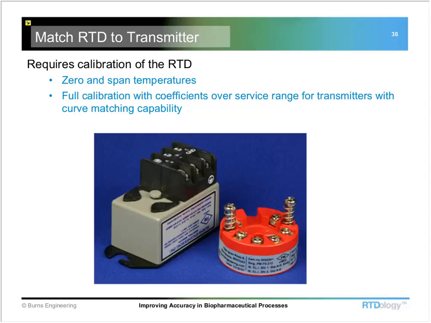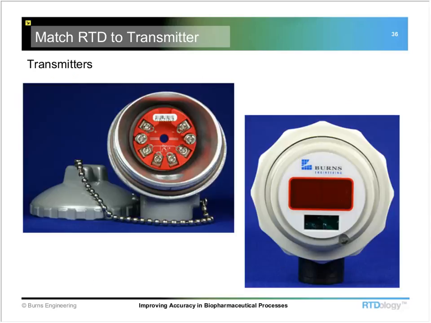You can adjust those so that you're matching the performance characteristics of the RTD to the transmitter at those two places. With some of the programmable ones, we can plug in the coefficients so that it generates that R versus T curve in its brains and gives you the best accuracy throughout the whole range.